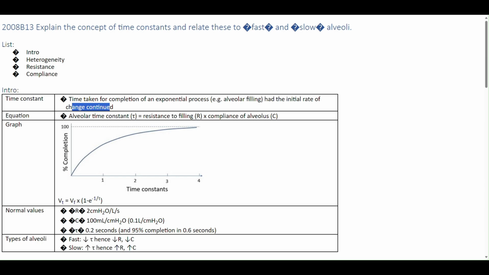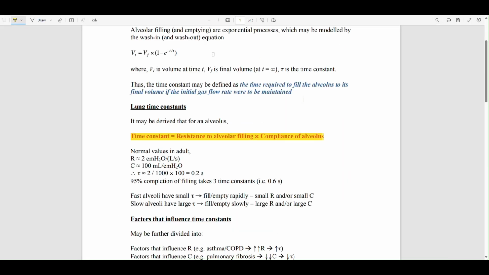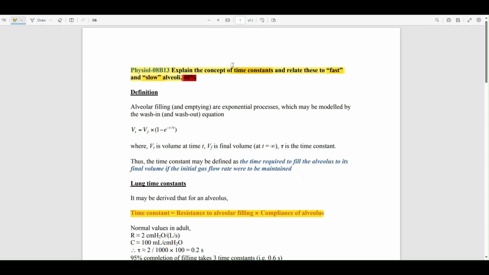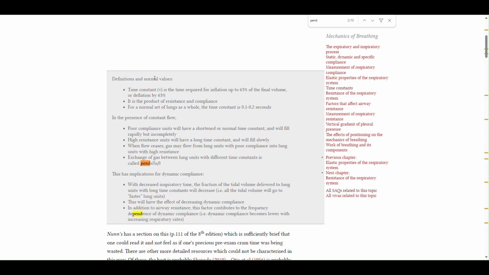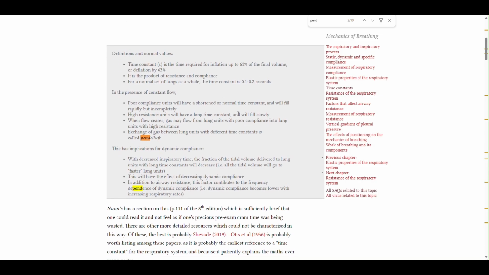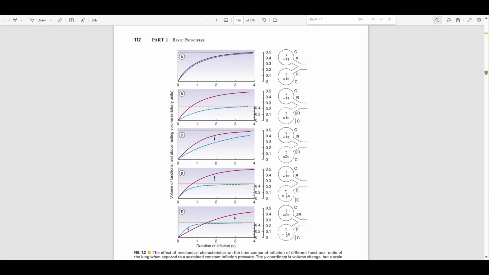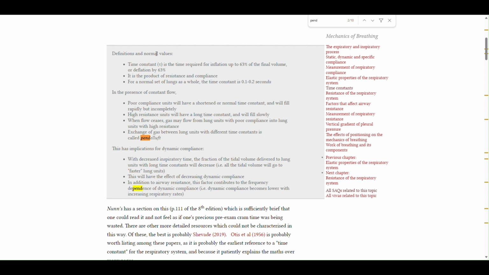This is a question that has been really confusing for me. Explain the concept of time constant and relate these to fast and slow alveoli. So this is an anesthetic primary exam question, 40% pass mark. Deranged Physiology has an incredible explanation. Let's go through the nuggets and then we'll go through the very confusing diagram step by step. Definitions of normal value.